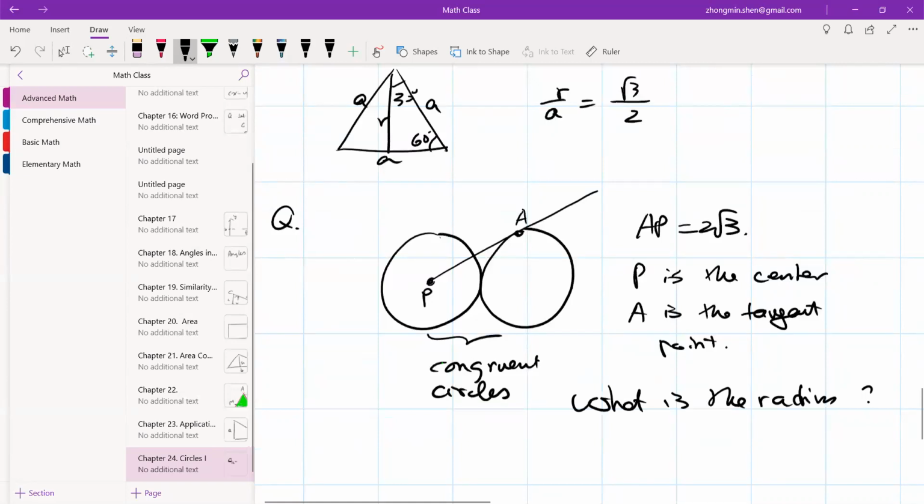Again, I just said that you have to draw lines connecting important points, tangent point, center of the circle. Those are the important points. Then you will see how to solve the problem, okay?